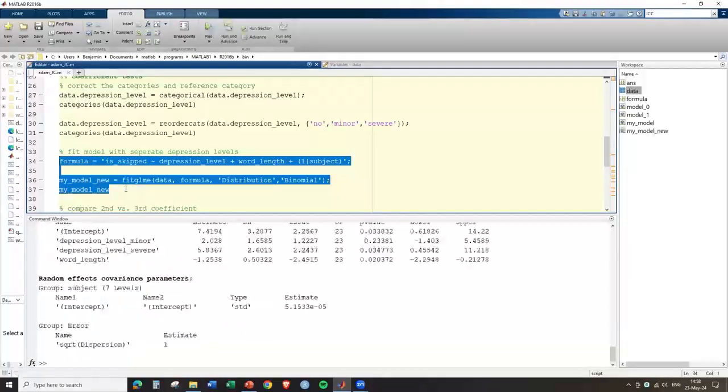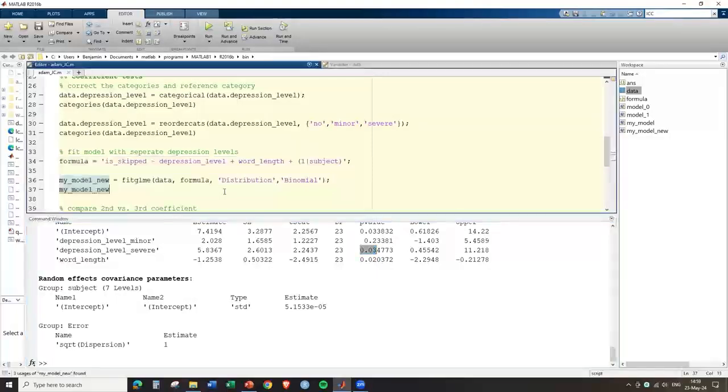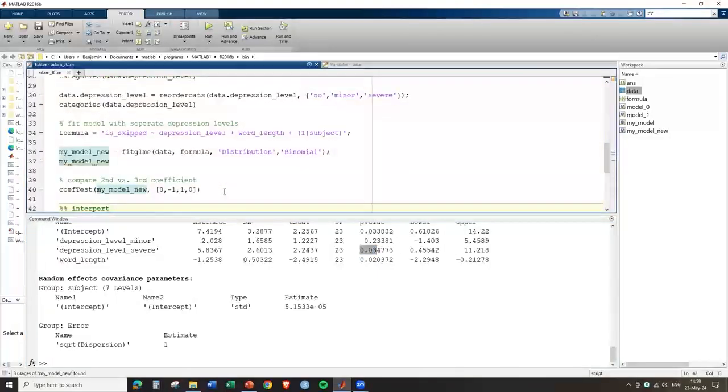Which group will be the reference group? So I reorder the data, and then we see this is the coefficient corresponding to minor different than no, and this is severe different than no, right? If we look at the p-values, minor is not significantly different than no, but severe is significantly different than no. But we want to check if severe is significantly different than minor, right? Classic case. So we use coefTest.